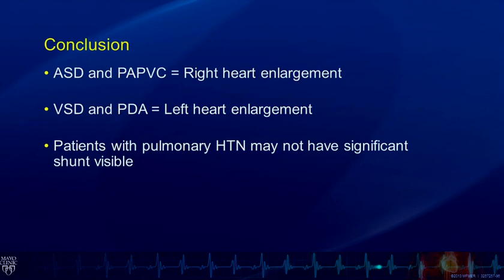So in conclusion, I want you to recall, as we're evaluating atrial septal defects, ventricular septal defects, and the other shunt lesions, that right heart enlargement occurs when there's an atrial septal defect or partial anomalous pulmonary venous connection. Left heart enlargement results from a ventricular septal defect or a patent ductus arteriosus. No matter what the type of shunt lesion, if the patient has developed significant pulmonary hypertension, they may not have a lot of color flow shunt visible on echo, and the diagnosis can be more difficult to ascertain.